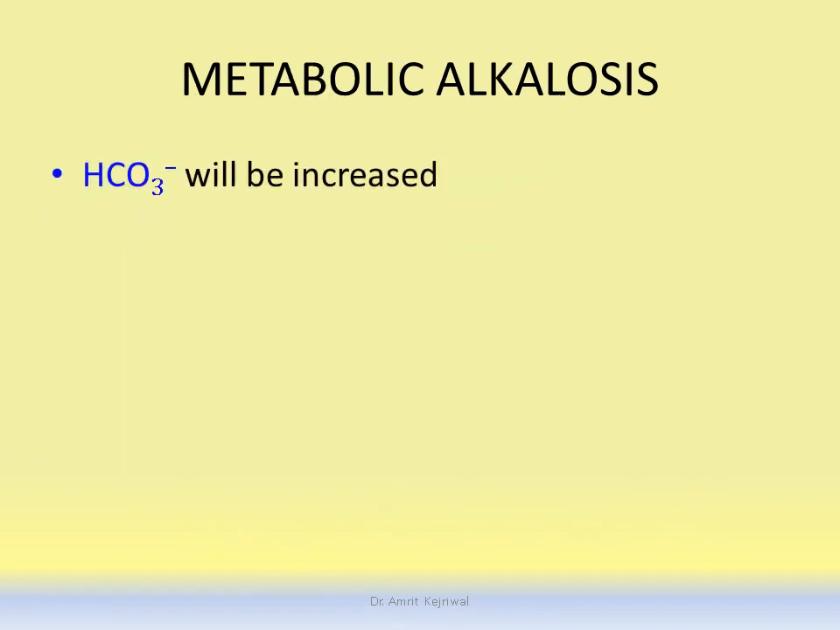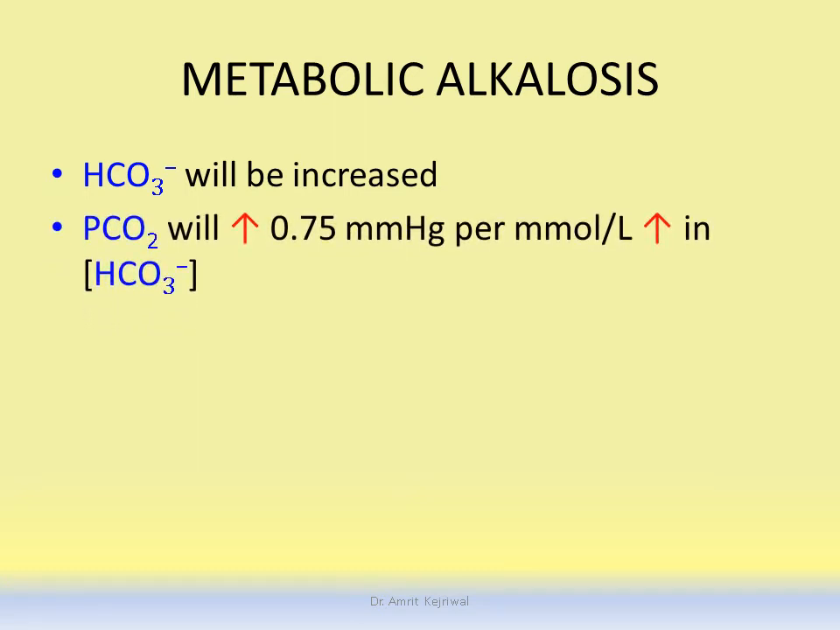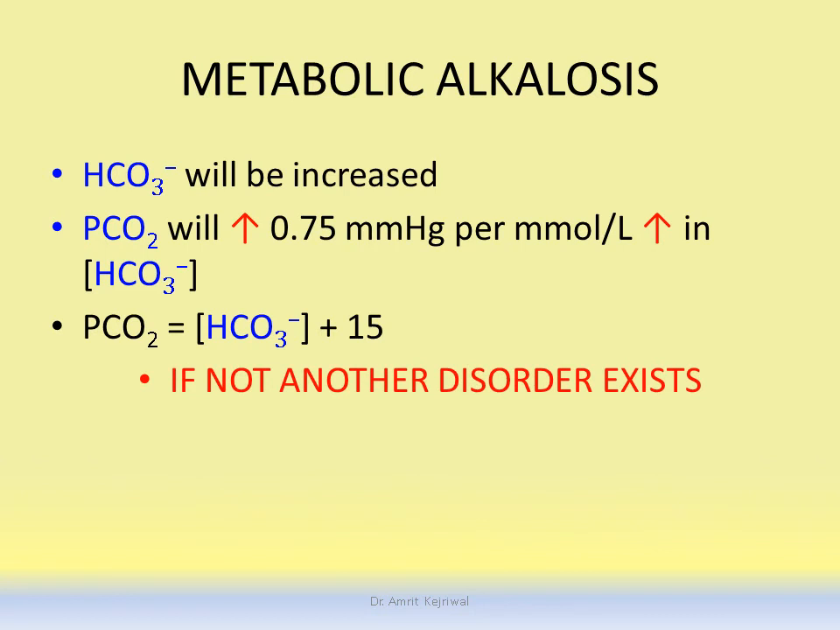If there is any variation in this, then another disorder exists. Metabolic alkalosis. HCO3 will be increased and PCO2 will increase by 0.5 mmHg per millimole increase in bicarb. So if this is not there, then another disorder exists. Or again, PCO2 is equal to bicarb plus 15 in metabolic disorders. If it is not present, then another disorder exists.